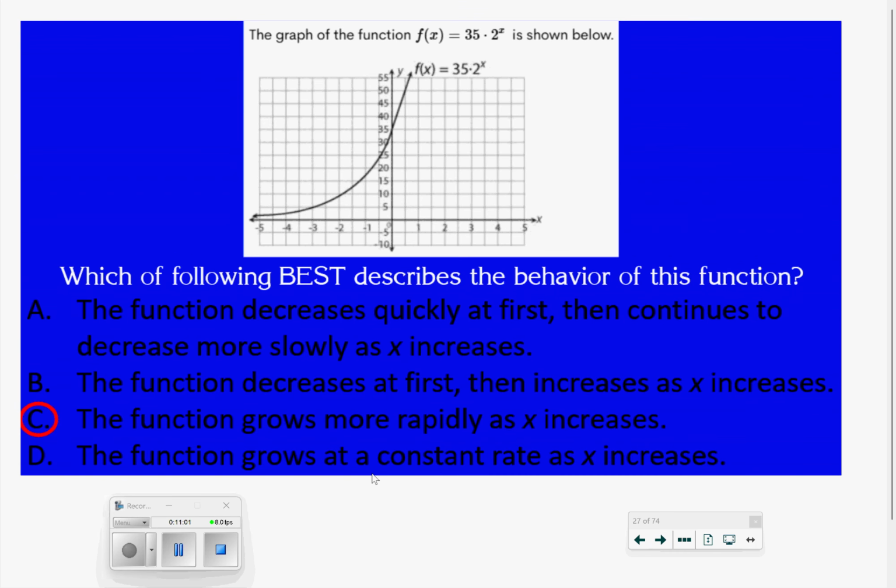Okay, the answer here is C. The function grows more rapidly as x increases. So as x goes up, -5, -4, -3, -2, it grows. It starts off slow, but then it grows really fast. It's B. Oh, sorry, C.